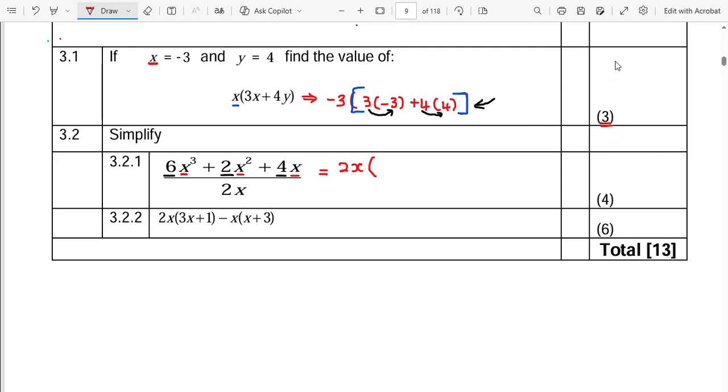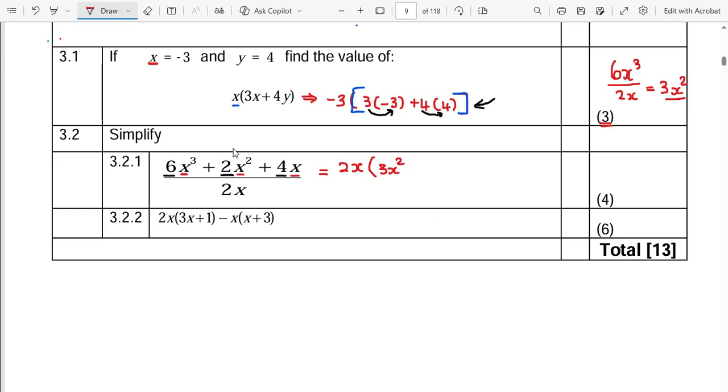First thing first, let's take the 6x to the power 3 and divide that by 2x. Tell me what you get. 2 goes into 6 3 times. Then x goes into x. If I have x to the power 3 over x, the base is the same, so what do you do to the exponent? You subtract them. So this will be 3 minus 1. This gives us x squared. Whatever answer you get is what you need to write inside the bracket. So this is 3x squared.